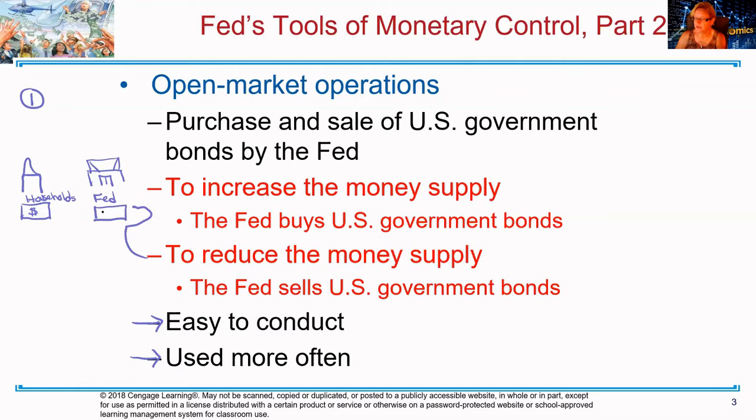Okay. So the Fed has an IOU, which is just a bond. And what they're doing is this piece of paper they're going to give to households. In return, households are going to give the Fed money. So you can see how that would lead to a reduction in the money supply, right? So if the Fed sells government bonds, that's one way that they reduce the money supply.